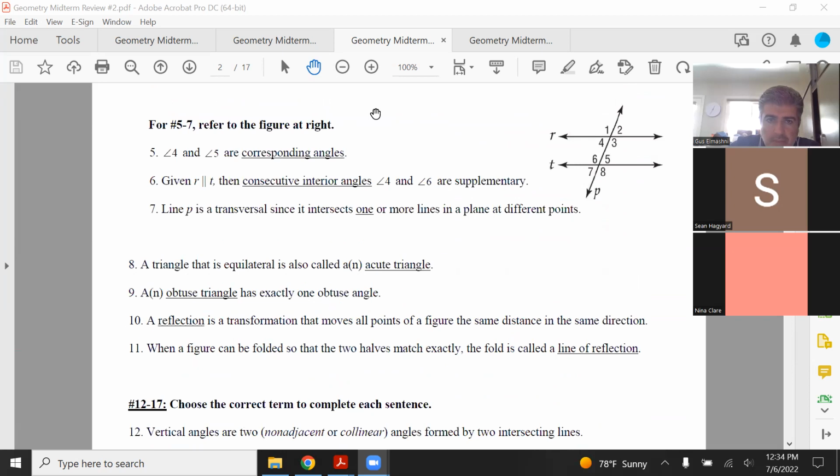And here, that's what we have for that one. So again, 4 and 5, that was false. 4 and 5 are corresponding angles, that's false. They're alternate interior angles. Definitely 4 and 6 are consecutive interior, and they're supplementary, that's true. 7 is going to be false, a transversal is a line that intersects 2 or more lines in a plane at different points. That's what a transversal is. Triangle, equilateral, it's equiangular, but also acute because all the angles are less than 90. Obtuse, you have to have exactly one obtuse angle for an obtuse triangle. You can't have 2 because they'd add up to more than 180. That's impossible. 10, 11, don't worry about.